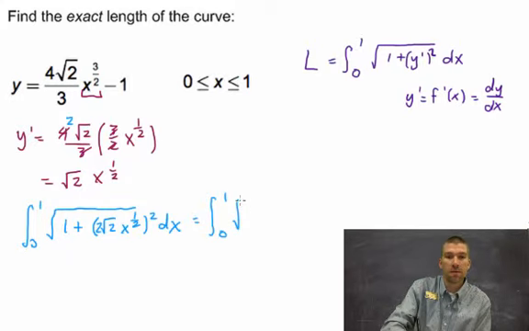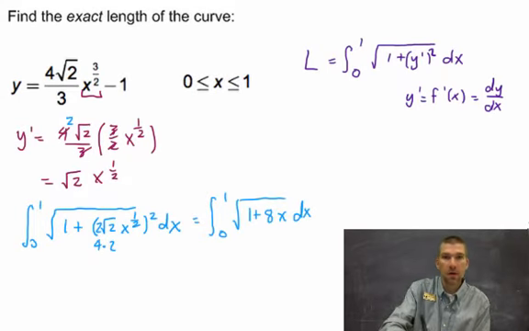The square root of 1 plus, and then 2 squared is 4, times the square root of 2 squared is 2. So 1 plus 8x dx. And the dx is not under the radical, so let me make that clear. Okay, so once we get this done, we can integrate that because now we're dealing with a situation where we've got 1 plus 8x to the 1 half power.